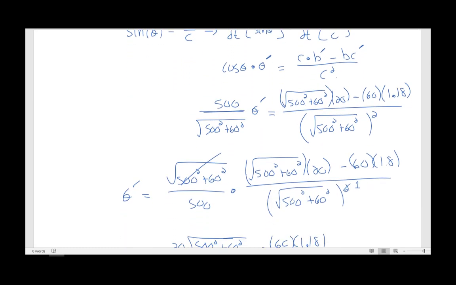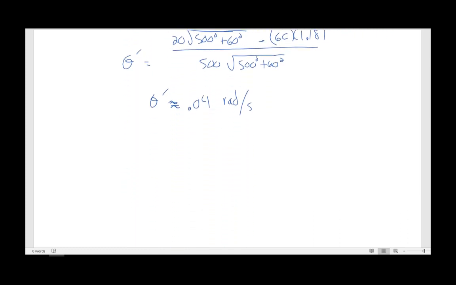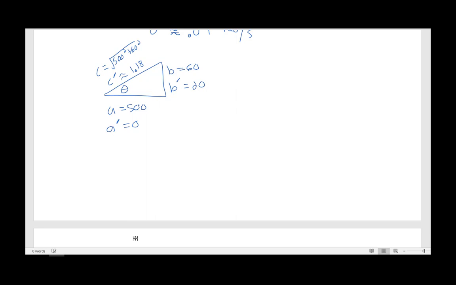Now, let me go ahead then. I want to redraw the picture that we had because I'm scrolling so far away. So we had our triangle here. We had A being 500. We had B being 60. We knew A prime was 0. That doesn't change. We knew B prime was 20. We knew C was the square root of 500 squared plus 60 squared. And we knew C prime was about 1.18. We were looking for d theta dt.